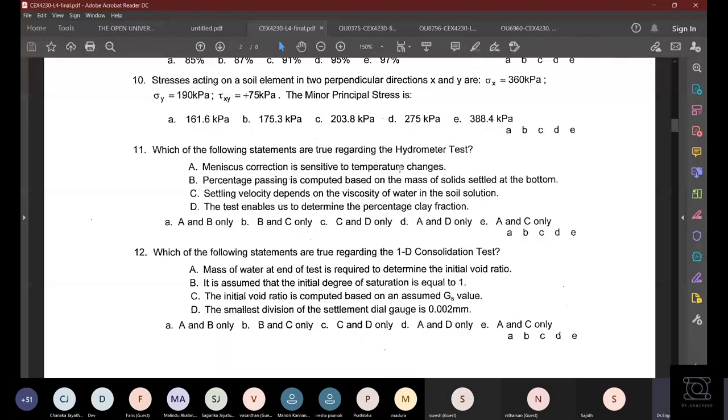Percent passing is computed based on the mass of solids settled at the bottom, right? Here, it is computed based on the mass remaining in the solution. We discussed this again in the last paper. Settling velocity depends on the viscosity. Yes, it does. If viscosity is high, settling velocity is low. If viscosity is less, settling velocity is high. So statement B is correct. The test enables us to determine the percent of clay fraction. Yes, we can. So statements B and D are correct. So answer C.